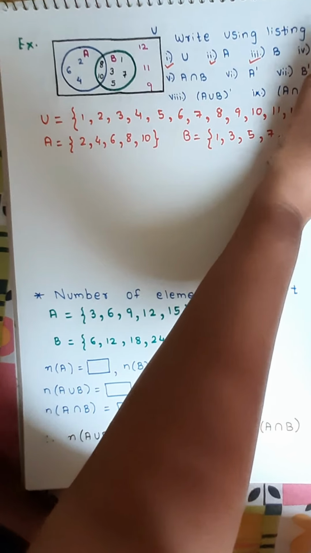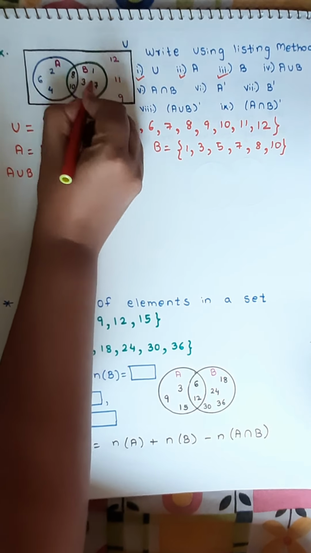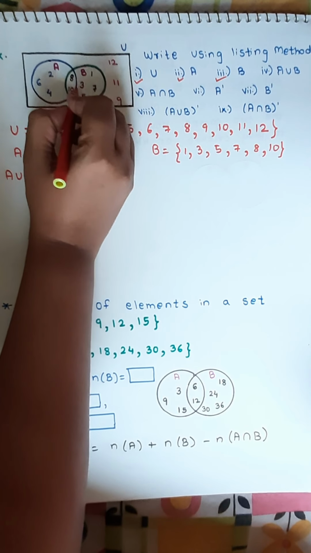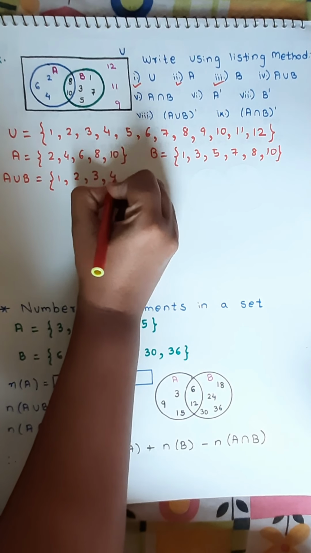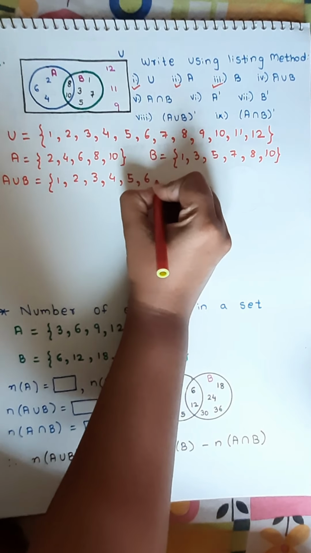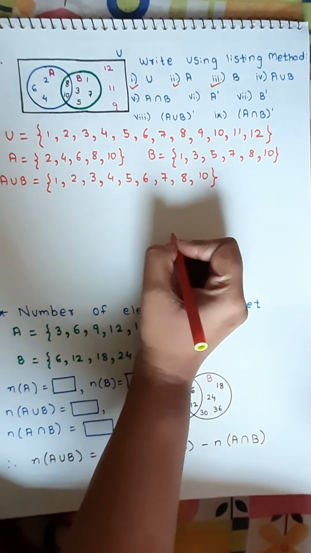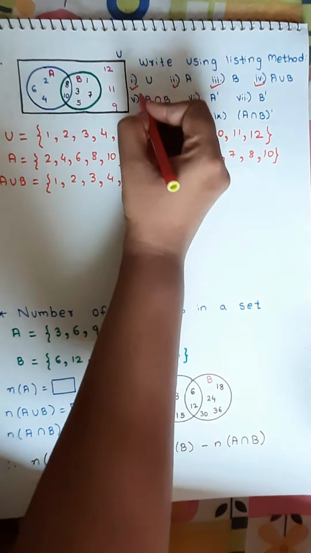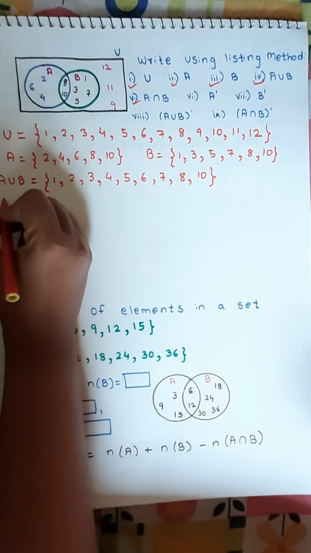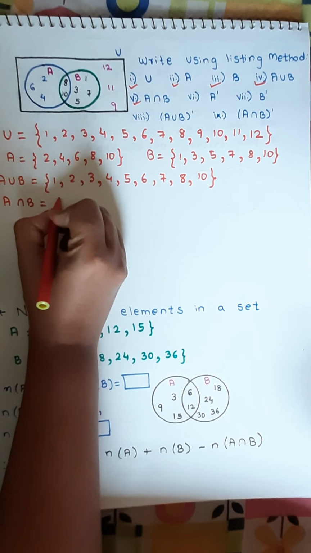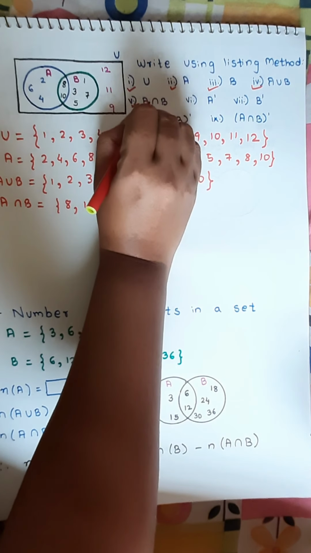This is done. A union B. Set A union B means all these elements. So it will be 1, 2, 3, 4, 5, 6, 7, 8, 10. All these numbers. Next is A intersection B. A intersection B is very easy. There are only two elements, 8 and 10. A intersection B is equal to 8, 10. Done.